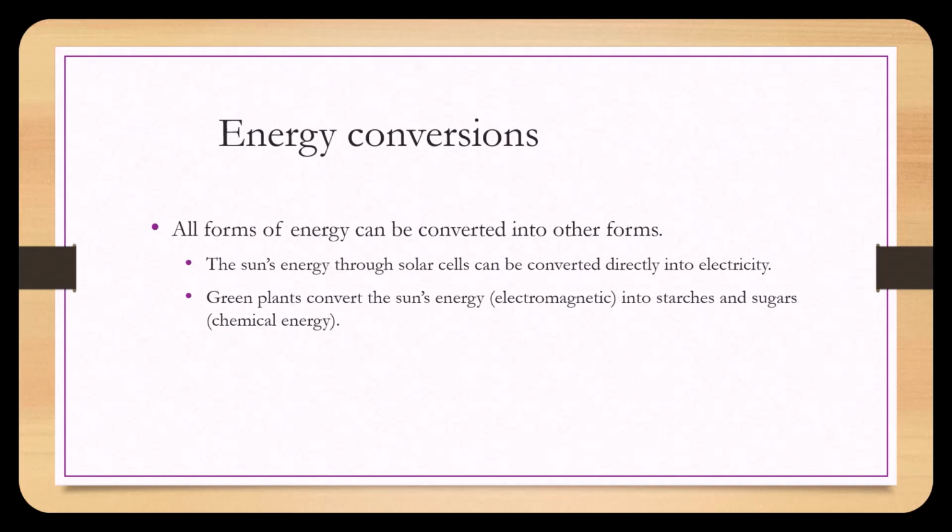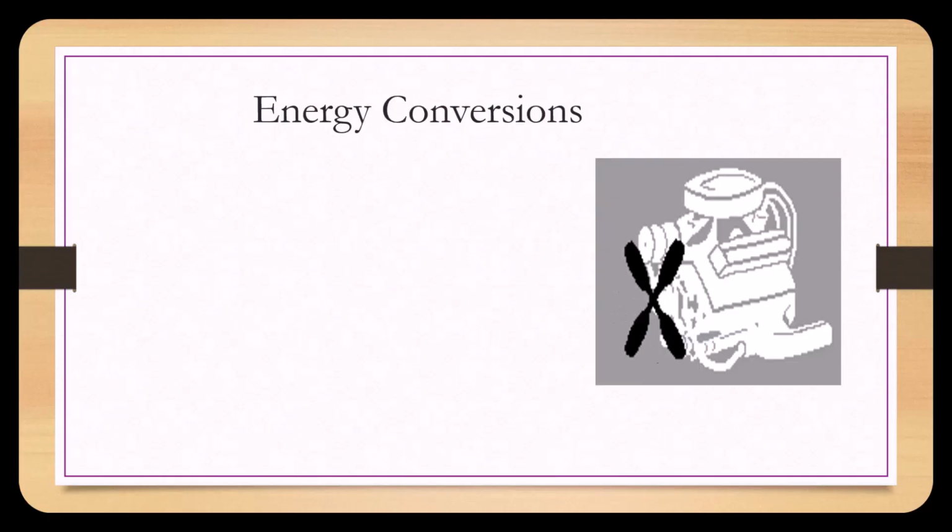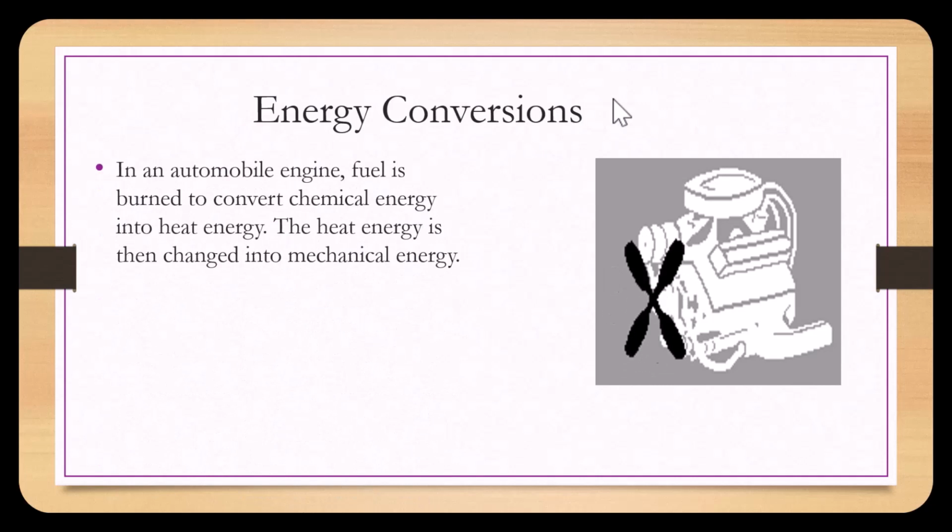All forms of energy can be converted into other forms. The sun's energy through solar cells can be converted directly into electricity. Green plants convert the sun's energy, which is electromagnetic, into starches and sugars, which is chemical energy. In an automobile engine, fuel is burned to convert chemical energy into heat energy. The heat energy is then changed into mechanical energy.